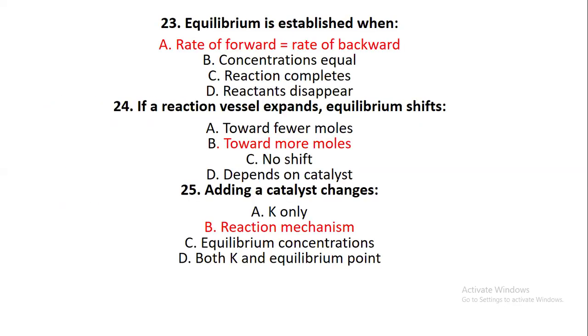Equilibrium is established when the rate of forward reaction equals the rate of backward reaction. If a reaction vessel expands, equilibrium shifts toward more moles. Adding a catalyst changes the reaction mechanism.